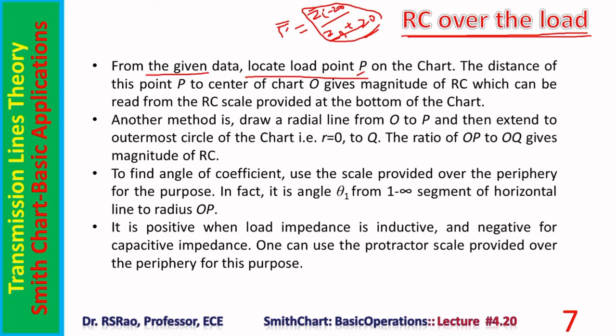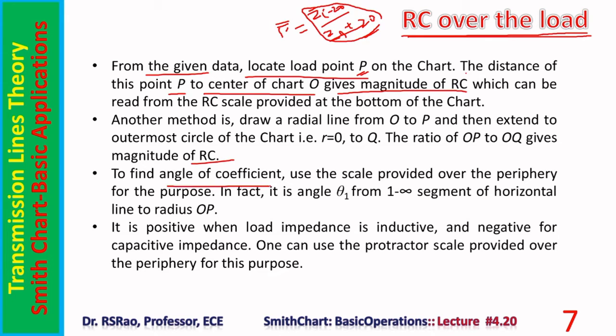That gives load point P. The distance of this point P to the center of the chart gives magnitude of RC, which can be read from RC scale provided at the bottom of the chart. Another method is to draw a radial line from O to P and then extend to the outermost circle of the chart, R equal to 0, to Q. The ratio of OP to OQ gives magnitude of RC.